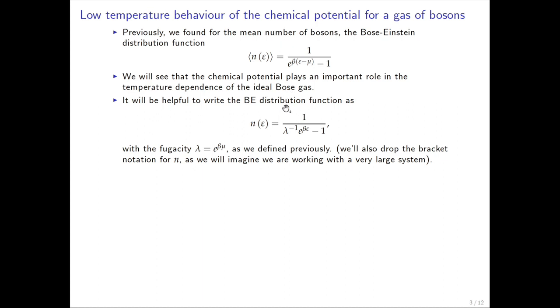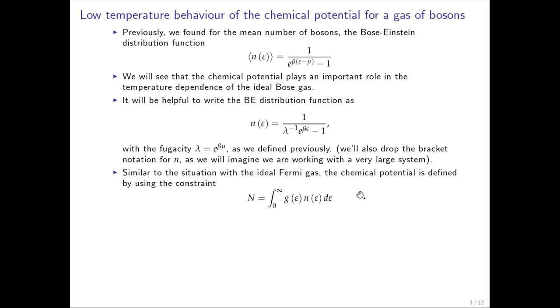Let's just write this. As we did before, we'll factor out this e to the minus beta mu, which is inverse lambda, this fugacity. So lambda is e to the beta mu. Let's just write it this way. And for now, I'll also drop this bracket notation, which means mean value, because imagine we're going to be working with a very large system, and we'll just ignore the fluctuations around that and take this as the number in the state. We'll be fine to do that for a large number of particles, as we've shown previously. Okay, so that's what we get if we write it this way.